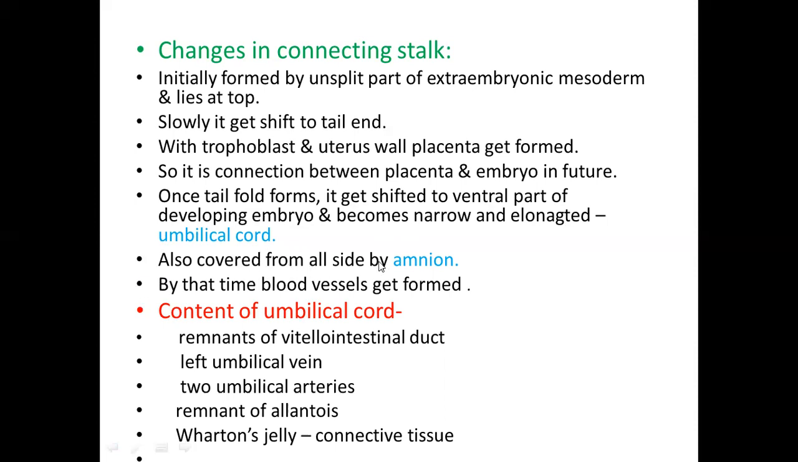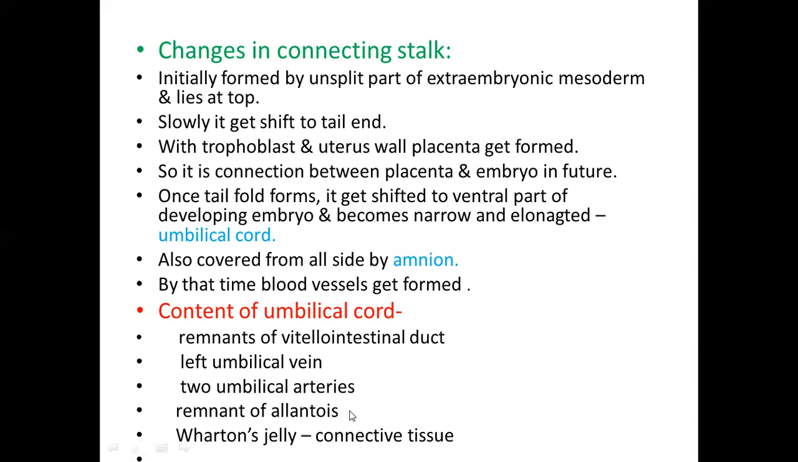It is also covered from all sides by the amnion, as we have seen in the last diagram. By that time, blood vessels get formed. So the content of the umbilical cord is the remnants of the vitello intestinal duct, the left umbilical vein. Initially, there are two umbilical veins, right and left. So the right disappears and the left remains as it is. So left umbilical vein, one in number, two umbilical arteries, then the remnant of the allantois.